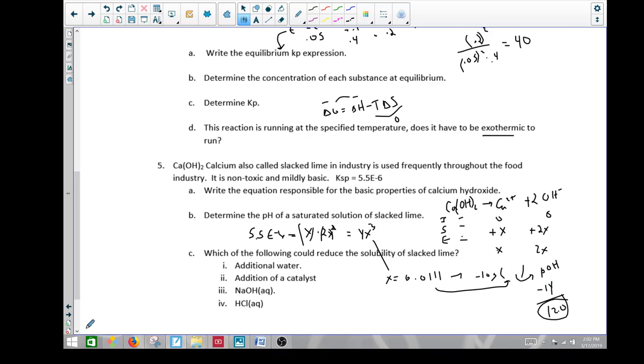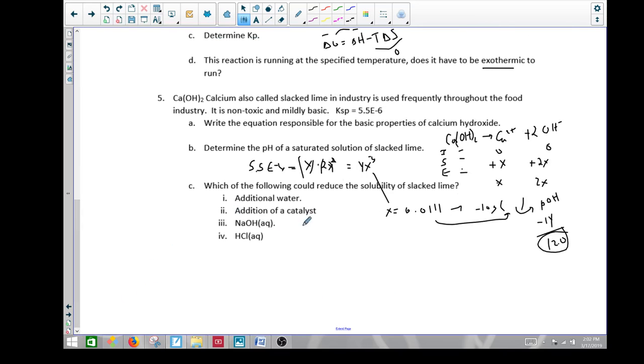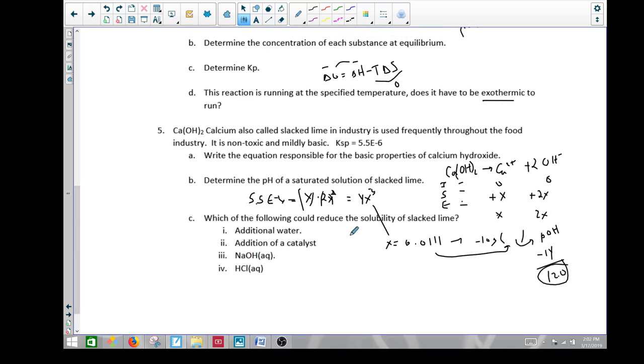And no discussion of equilibrium would be appropriate without that of Le Chatelier's principle. Which of the following would reduce the solubility of slaked lime? So we want to know which stuff could drive it that way. All right, adding additional water, okay, would it reduce the solubility? Solubility would be the maximum amount that can dissolve. So per solvent, adding additional water would allow more to dissolve. It's not going to make it less soluble.